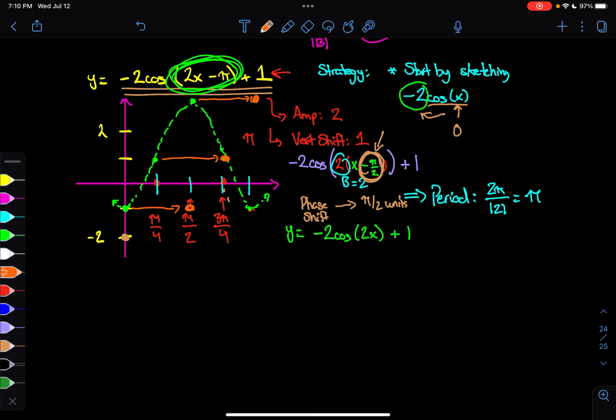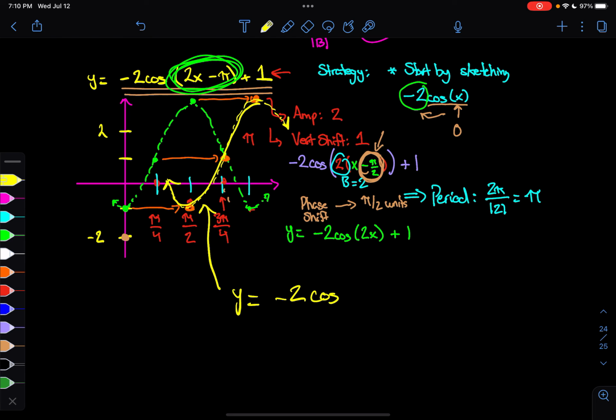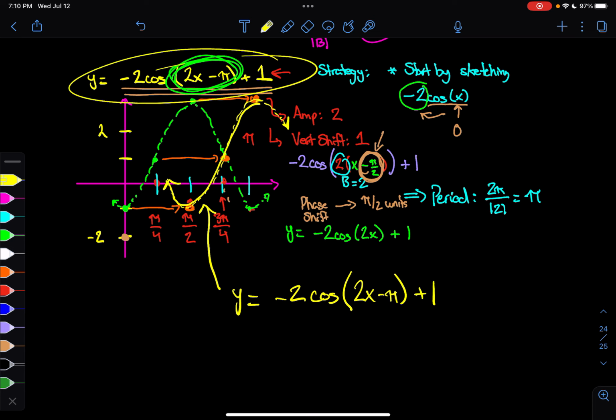And so our graph, what color should I use? I guess I can just use yellow. So our graph is going to now look something like this. Okay, so there is our new graph. And this graph right here in yellow is the finished product. This is -2 cosine of 2x minus pi plus 1. This is the graph that we started with, and that is what we were tasked with sketching.